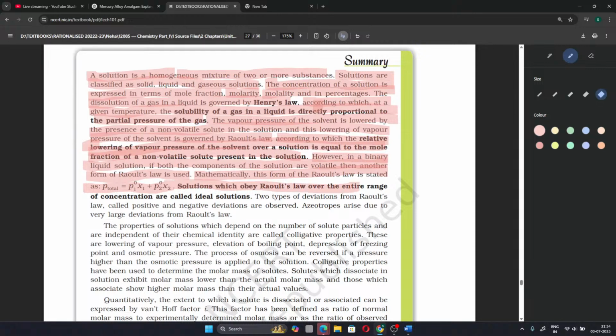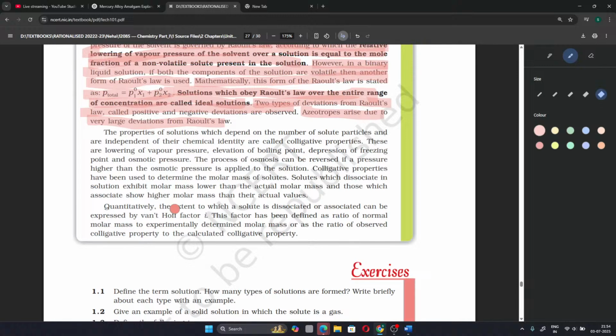Solutions which obey Raoult's law over the entire range of concentration are called ideal solutions. Two types of deviations from Raoult's law, called positive and negative deviations, are observed in non-ideal solutions. Azeotropes arise due to very large deviation from Raoult's law, and they have similar boiling points, so we cannot separate them through fractional distillation. The properties of solutions which depend on the number of solute particles and are independent of their chemical identity are called colligative properties. These are lowering of the vapor pressure, elevation of boiling point, depression of freezing point, and osmotic pressure.